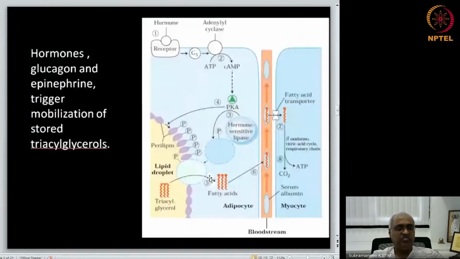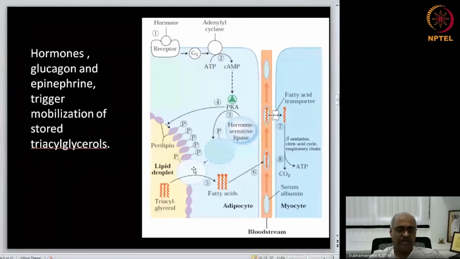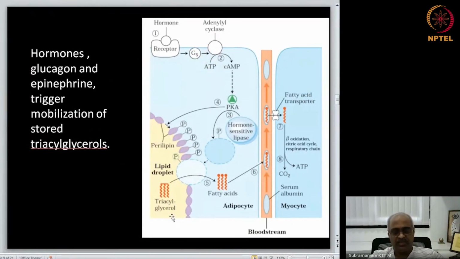And this cyclic AMP binds and activates, it's sort of allosteric activation, of protein kinase A. And once this protein kinase becomes active, it goes and phosphorylates a lipase. It is called a hormone sensitive lipase simply because only when the hormone is there is it going to become active. And this is going to bind to this lipid droplet. This is how the lipid is stored in adipose tissues.